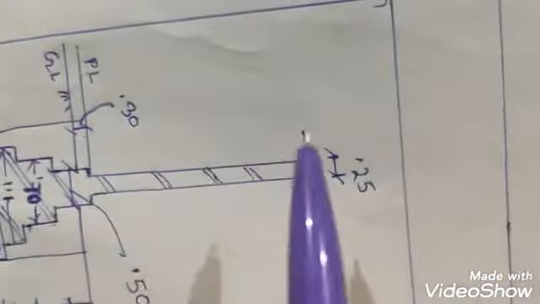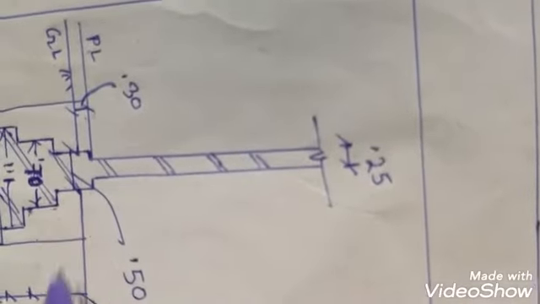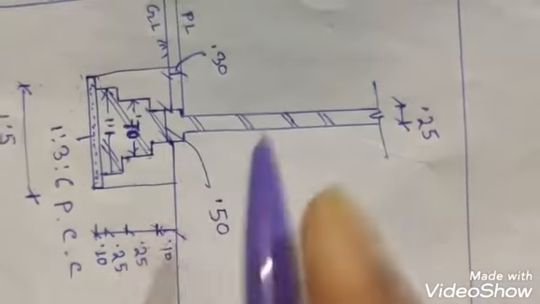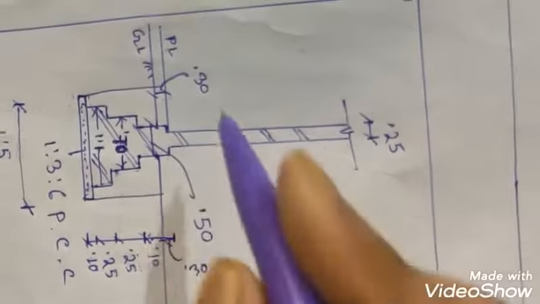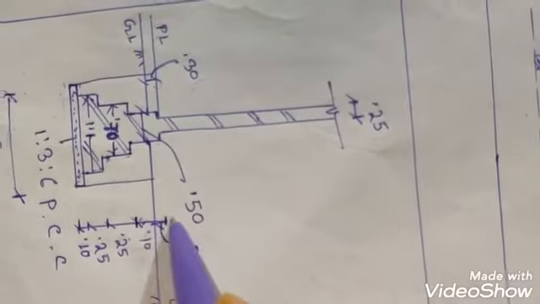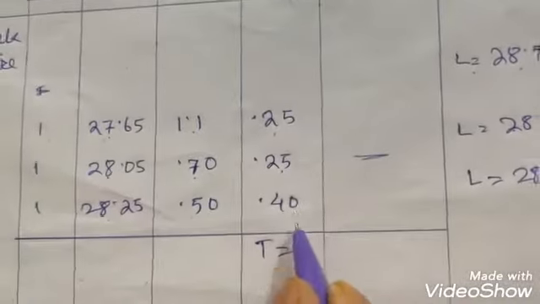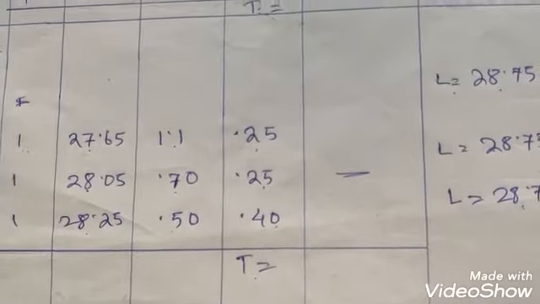And what is the height of the plinth wall? Let's see. From here to here, it is 0.1. And this is 0.3. Here, it is given 0.3. So 0.3 plus 0.1, the height of the plinth wall, comes out to be 0.4. So height of the plinth wall is 0.4. So we'll find out the quantity and then we'll find out the total.